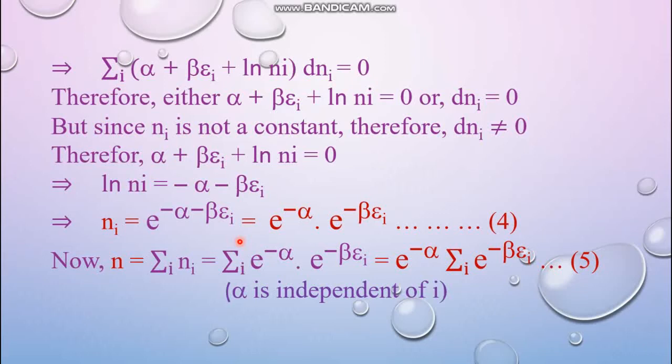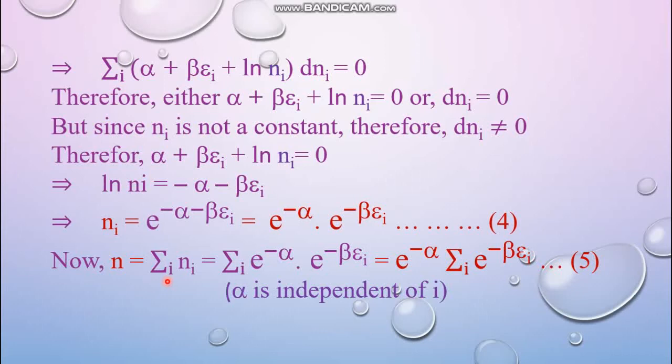Now let us move further to arrive at the final form of the Boltzmann distribution law. So here we know that N equals the sum over i of n_i, and this is nothing but the right hand side of equation 4. That means n_i is nothing but e to the power minus alpha into e to the power minus beta epsilon_i. Okay. So this summation sign is again introduced here.